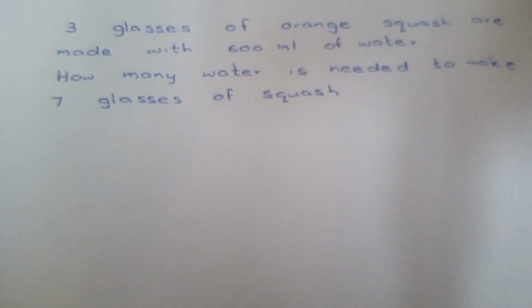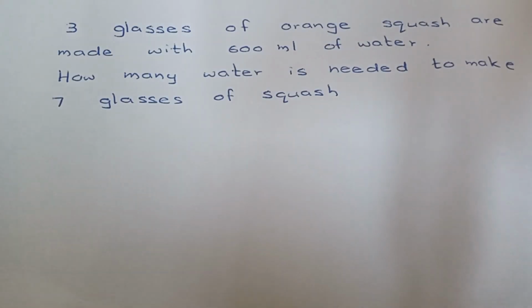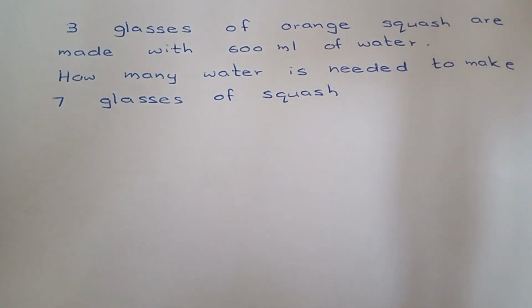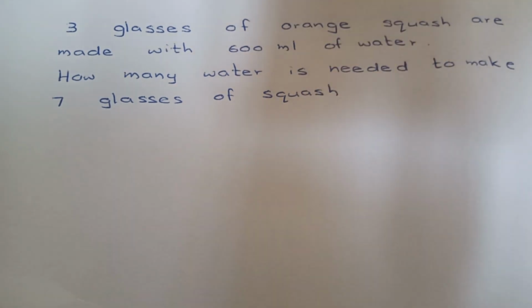Okay, let's do this ratio sum. 3 glasses of orange squash are made with 600 milliliters of water. How much water is needed to make 7 glasses of squash? Right, so this is related to direct proportion. Today we are going to solve this direct proportion by using the method of equivalent ratios.